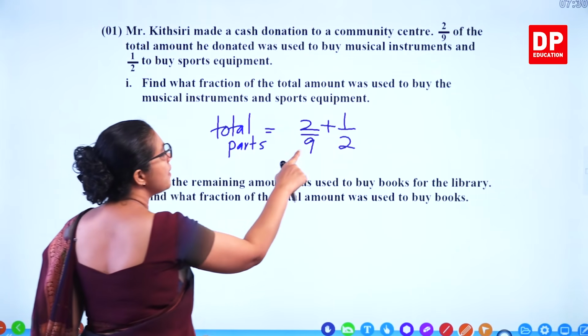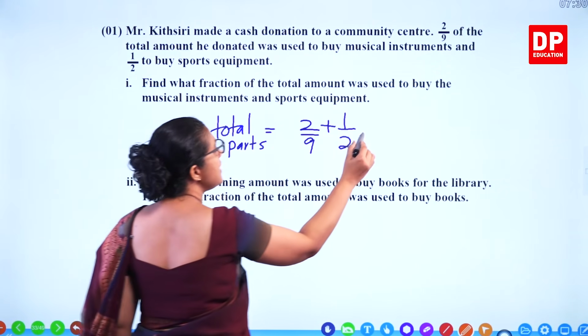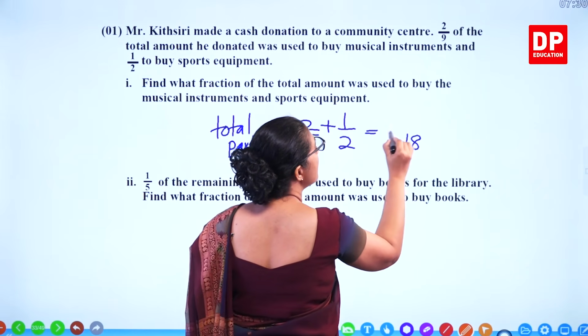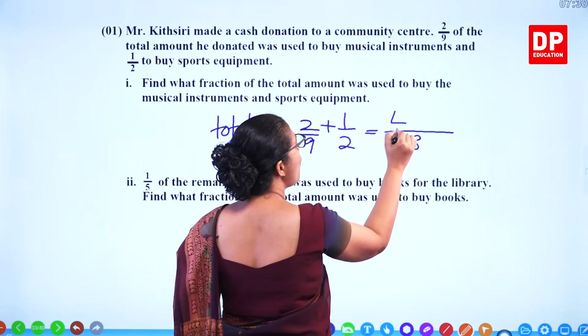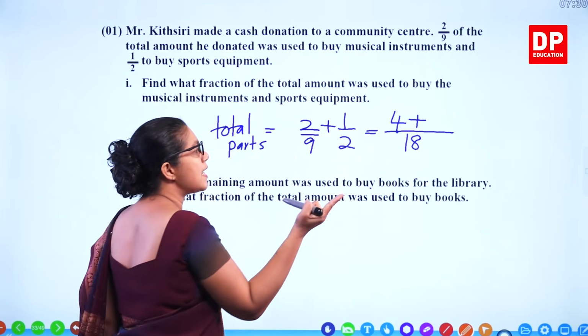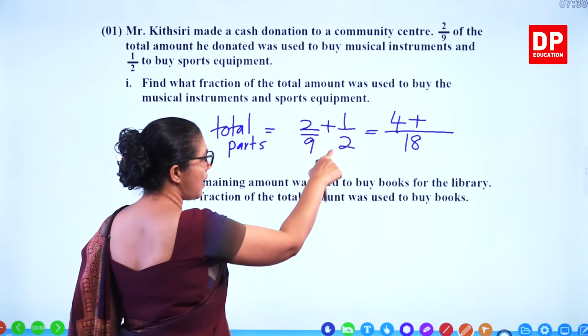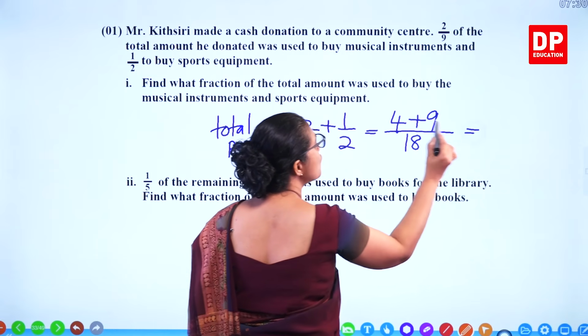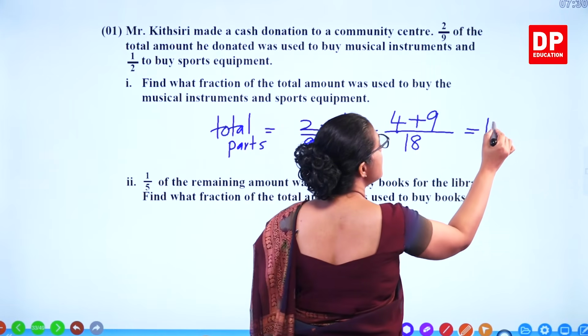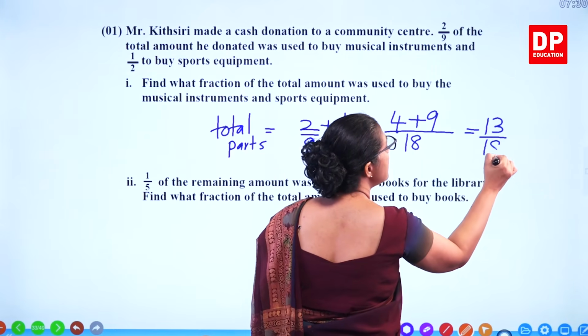What's the common denominator? Lowest common multiple is 18 and convert to 18. This is multiplied by 2. 2 times 2, 4. 2 becomes 18 by multiplying this by 9. 9 times 1, 9. 9 plus 4, you get 13. So 13/18 parts.